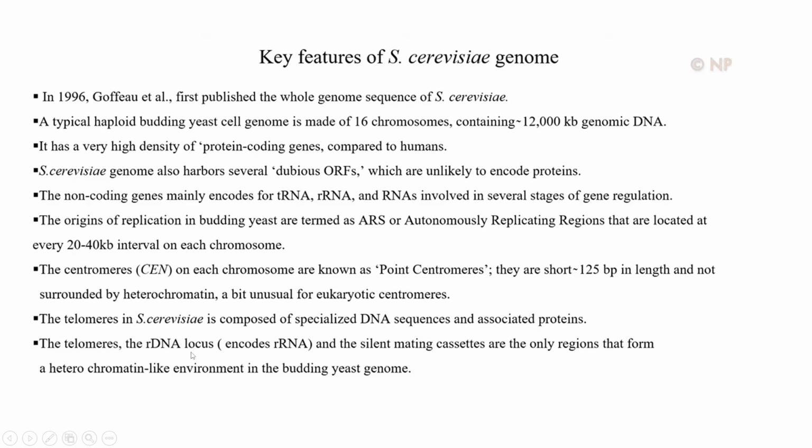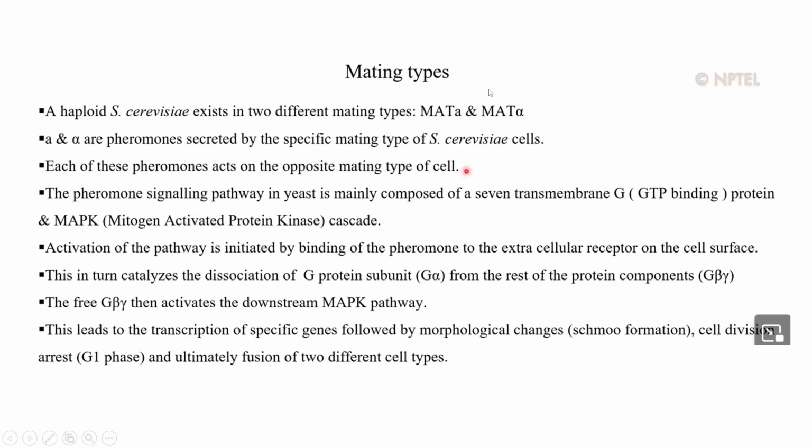But the telomere regions, the rRNA coding region, that is the rDNA locus, and the silent mating cassettes. The silent mating cassettes are actually the genes which are responsible for the mating type of Saccharomyces cerevisiae. So we will talk further about what the mating cassettes are and how the cassettes function. So these are the three main regions which don't code for any protein, and that is termed a heterochromatin region. Apart from that, most of the genes are coding for protein.